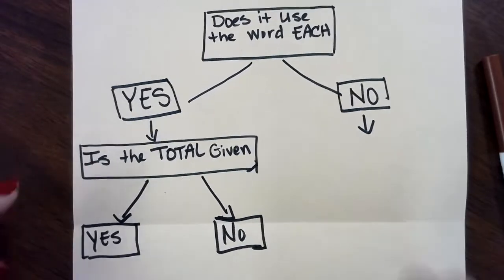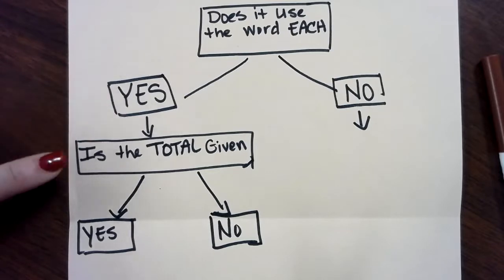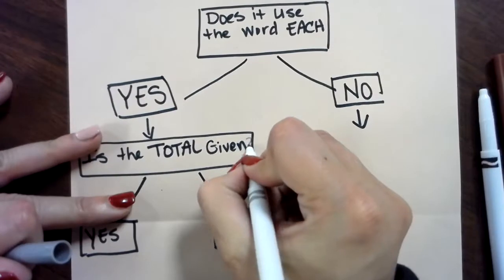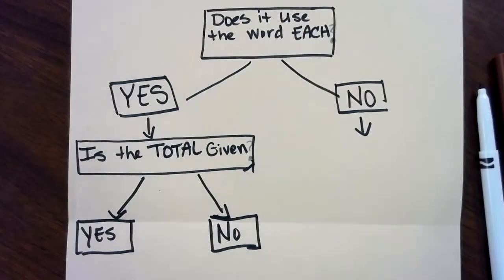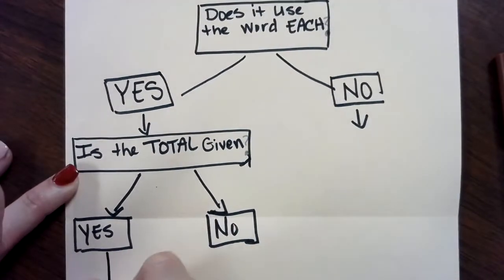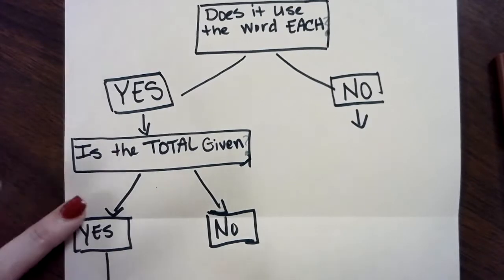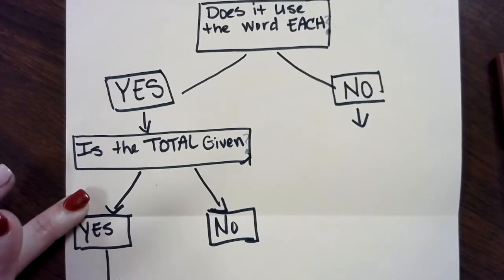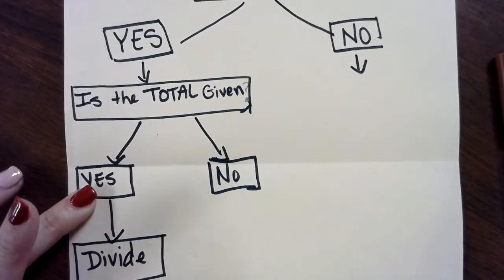Okay, so right now we've asked, does it use the word each? Yes, it does. You have to ask, is the total given? This is a question. I'm going to put a question mark out here. These are questions that you're asking yourself. Yes, it does. Then you know that you are going to divide. That is how you're going to solve that problem. And that is going to be done with division. Okay.